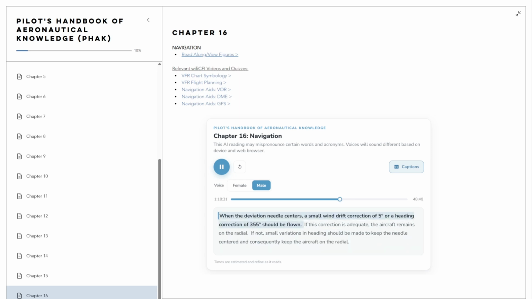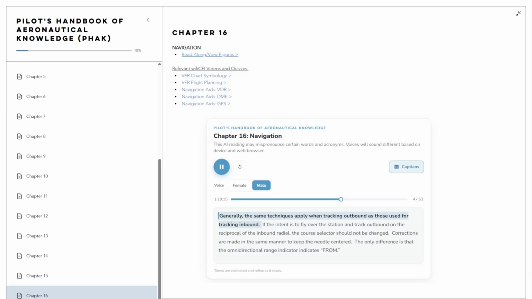radial. When the deviation needle centers, a small wind drift correction of 5 degrees, or a heading of 355 degrees, should be flown. If this correction is adequate, the aircraft remains on the radial. If not, small variations in heading should be made to keep the needle centered and consequently keep the aircraft on the radial. As the VOR station is passed, the course deviation needle fluctuates, then settles down, and the TO indication changes to FROM. If the aircraft passes to one side of the station, the needle deflects in the direction of the station as the indicator changes to FROM.